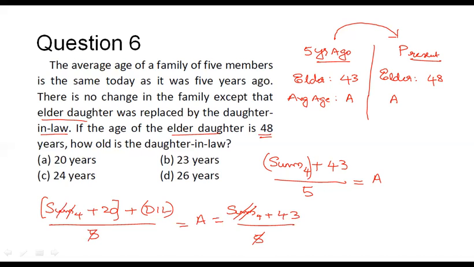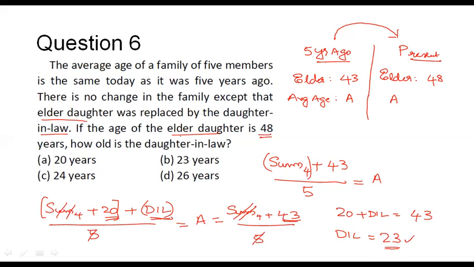Okay. And from this, we can rewrite this given expression as 20 plus DIL, that is the age of the daughter-in-law, equal to 43. So from this, I'm going to write it again, 20 plus DIL, the present age of the daughter-in-law, is equal to 43. So from this, I can now find the age of the daughter-in-law, which is 43 minus 20, and that is equal to 23.